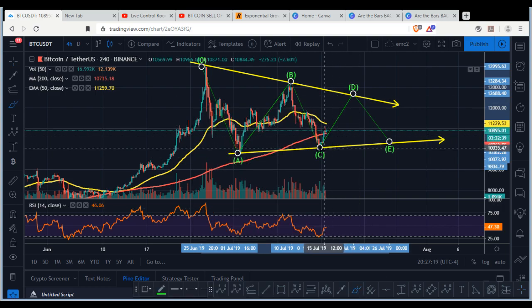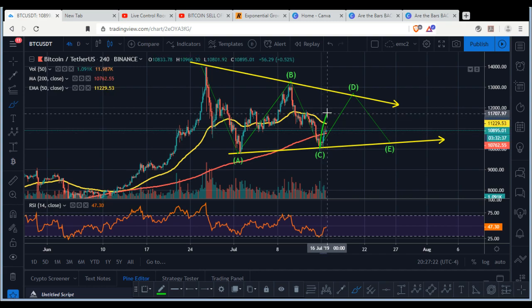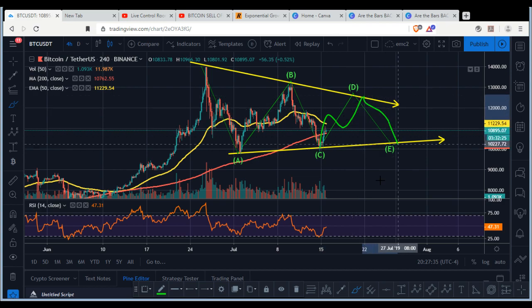You don't know if this is going to be a 3-wave, pushing up to like 11.7, dropping back down 50%, and then pushing back up. Then you know we're going to drop again. That's how you get your target.